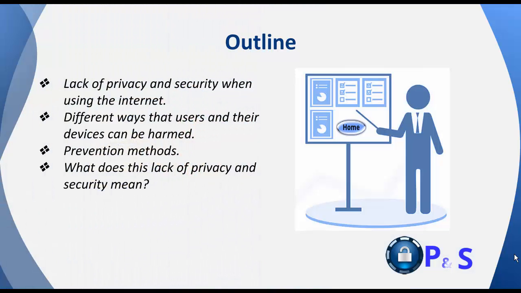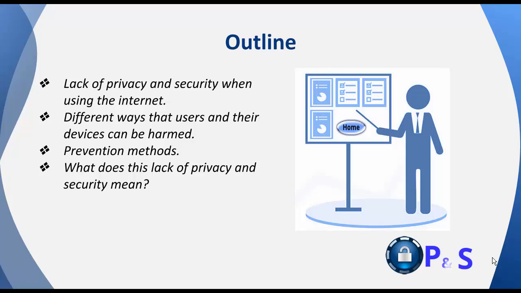An outline for my presentation includes the lack of privacy and security for users when they are on the internet, followed by different ways that users and their devices can be harmed. I will then give some prevention methods that can be used to enhance users' privacy and security. I will lastly try to answer the question, what does this lack of privacy and security really entail?